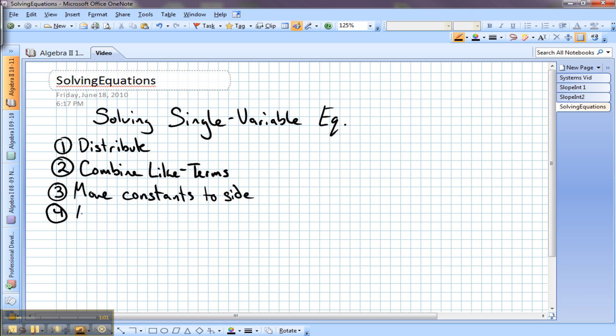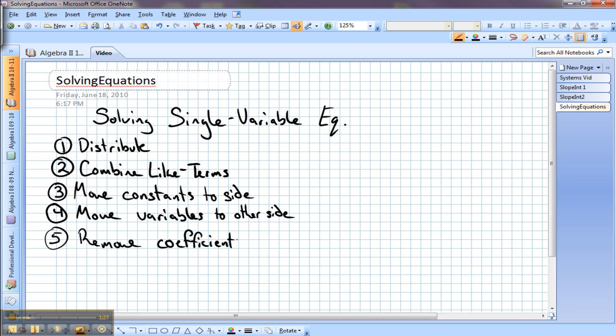The fourth step, we will move our variables to the other side of the equation. And then the fifth step, we will remove any coefficient from the variable.